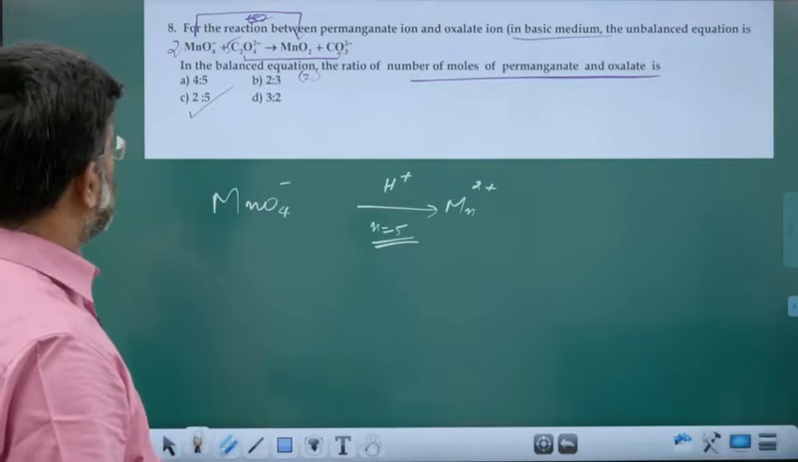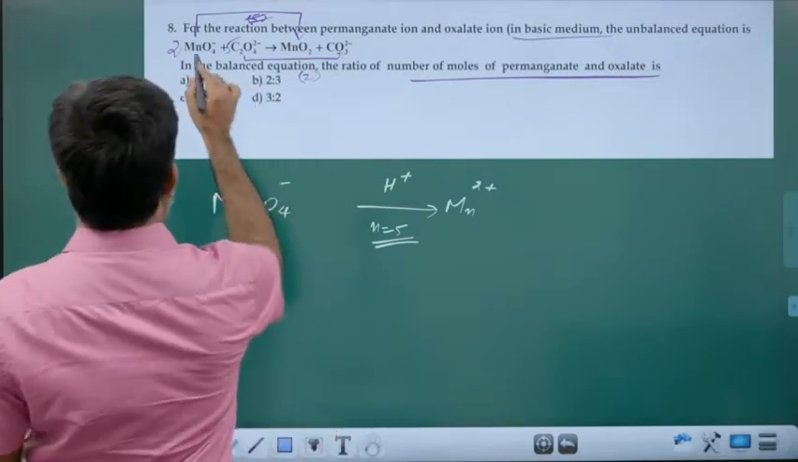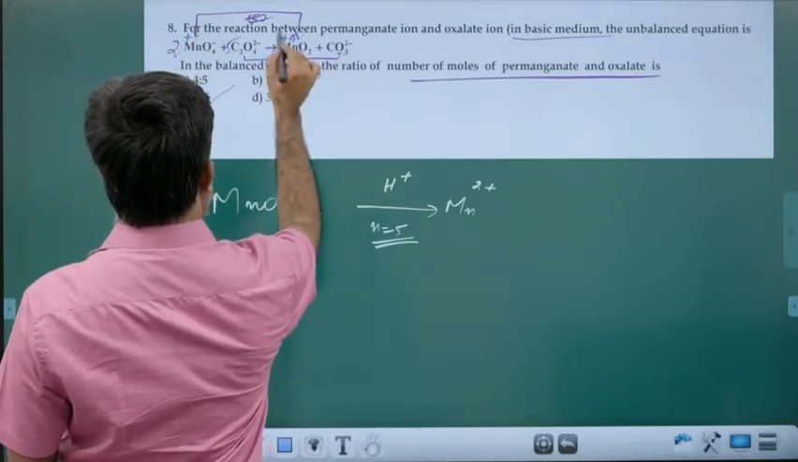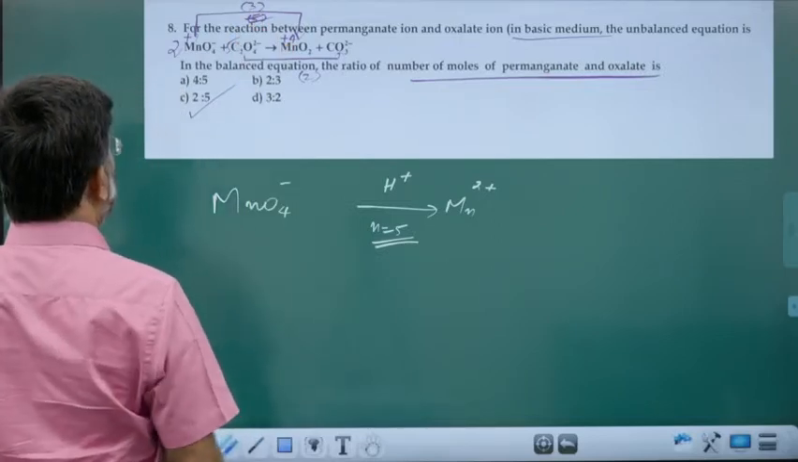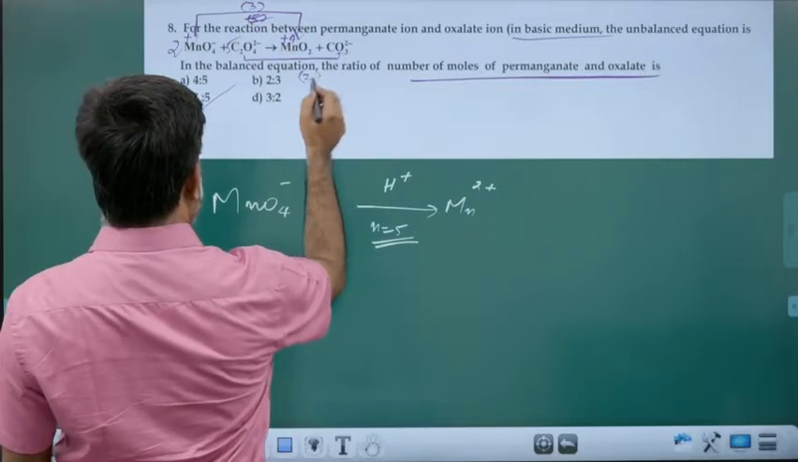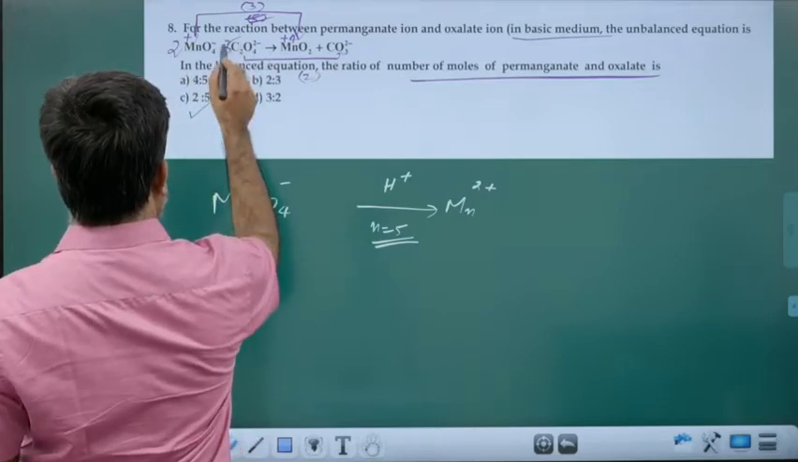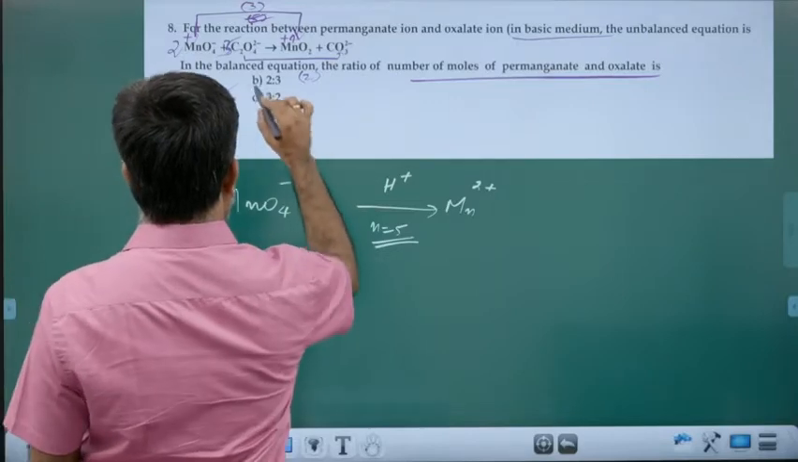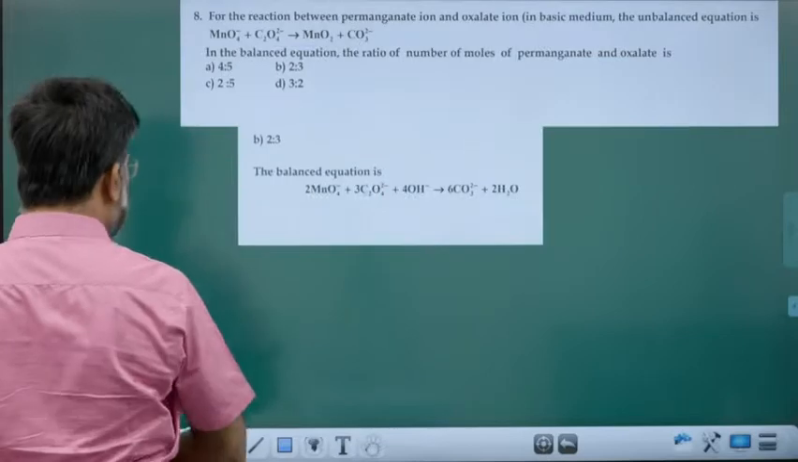Basic medium is asked. In basic medium, what happens is plus 7 converted to plus 4 and the N factor is 3. And here there is no change, 2. So it will be 2 versus 3 only. So that is not the answer. The answer is option B correct.